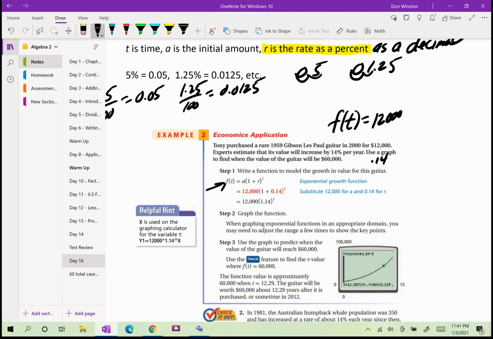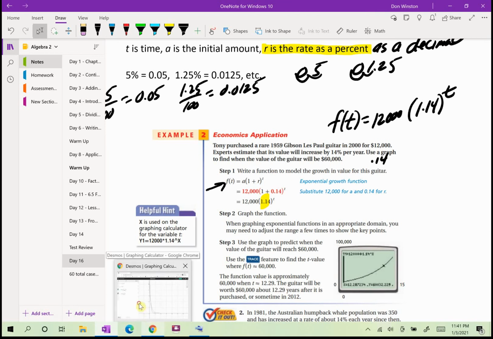Okay, so we're going to use f of t is equal to a times 1 plus r. The rate is 14%, but as a decimal, so 1 plus r is 1.14, and the initial amount is 12,000, so our function is going to be 12,000 times 1.14 raised to t. Now let's graph that using decimals and use the graph to predict when the value of the guitar will reach $60,000. So 12,000 times 1.14 raised to t.